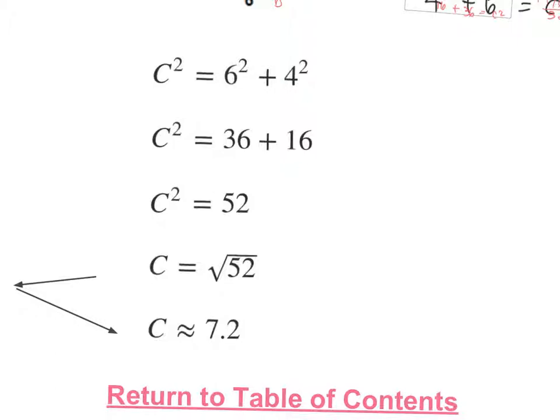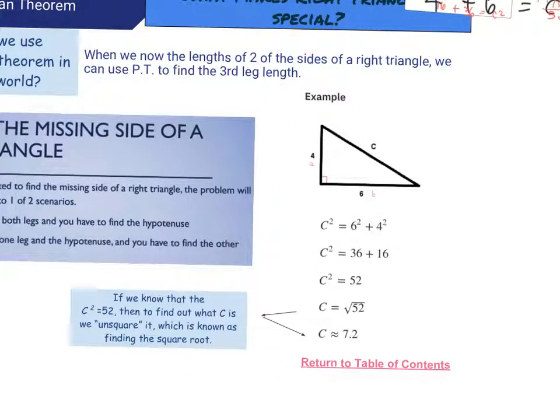For the sake of your practices in this class, you are going to be given perfect squares. Let's look at an example.